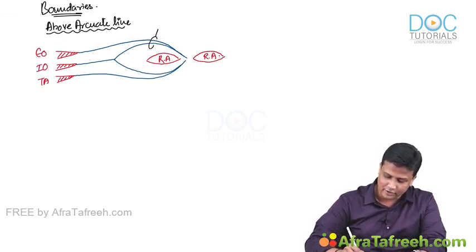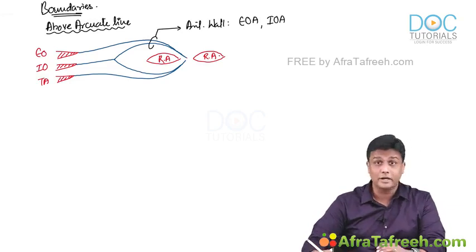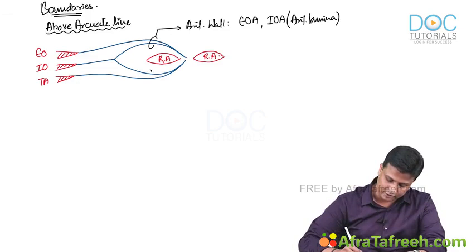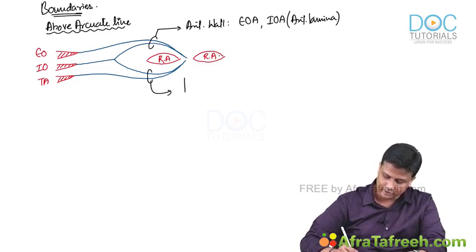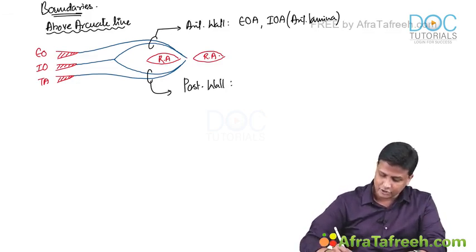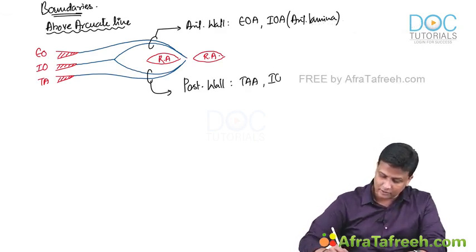So above the arcuate line, what is going to form the anterior wall? The anterior wall is formed by external oblique aponeurosis. Along with that external oblique aponeurosis, even the internal oblique aponeurosis, but not the entire internal oblique aponeurosis, only the anterior lamina of this one. Now similarly, what is forming the posterior wall here? Above the arcuate line, what is forming the posterior wall of rectus sheath? It is again formed by transversus abdominis aponeurosis along with internal oblique aponeurosis, but this time it is the posterior lamina.